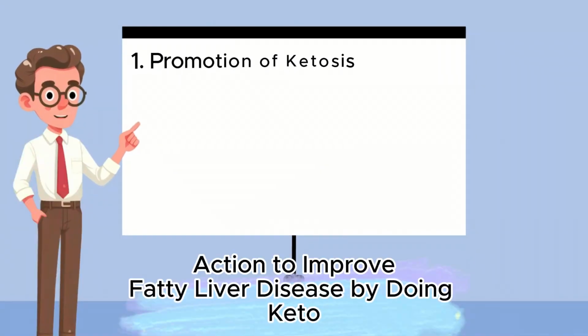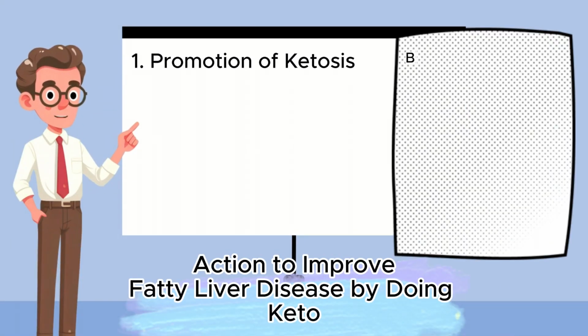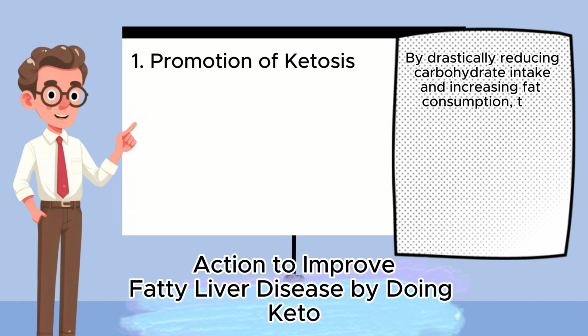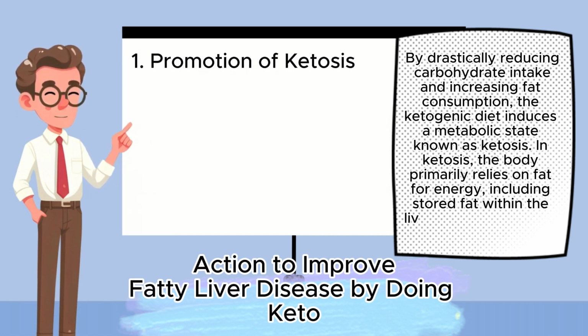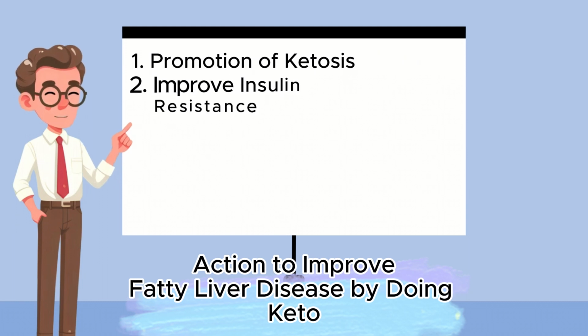Number 1. It's promotion of ketosis. By drastically reducing carbohydrate intake and increasing fat consumption, the ketogenic diet induces a metabolic state known as ketosis. In ketosis, the body primarily relies on fat for energy, including stored fat within the liver, thereby reducing liver fat content. Number 2. It's improved insulin sensitivity.